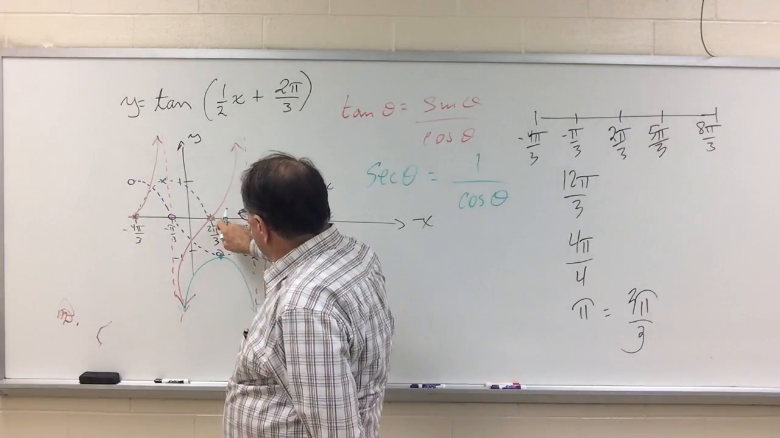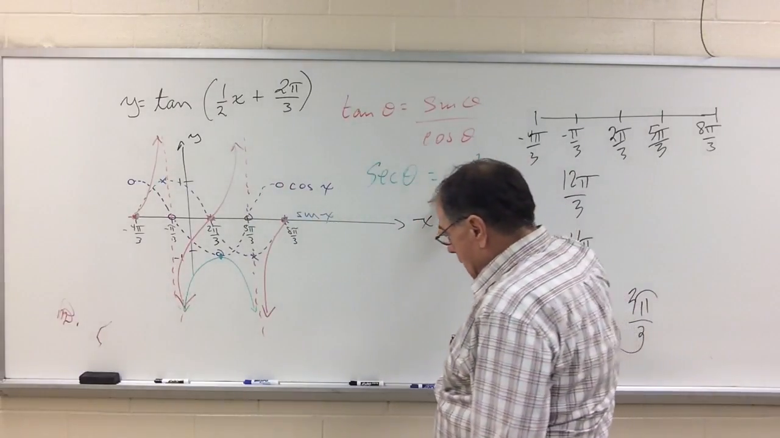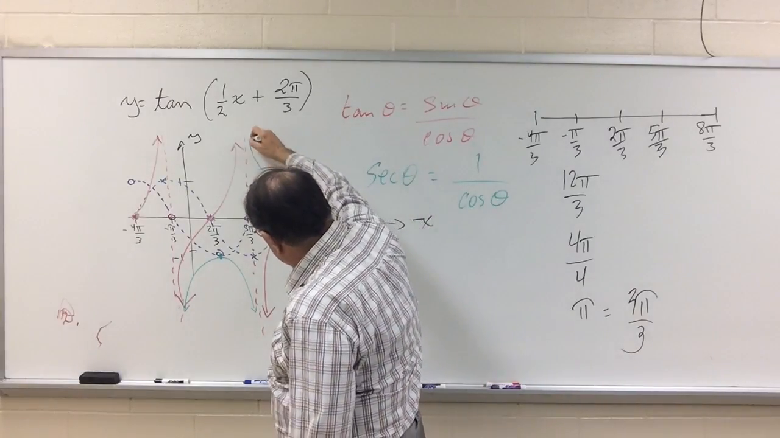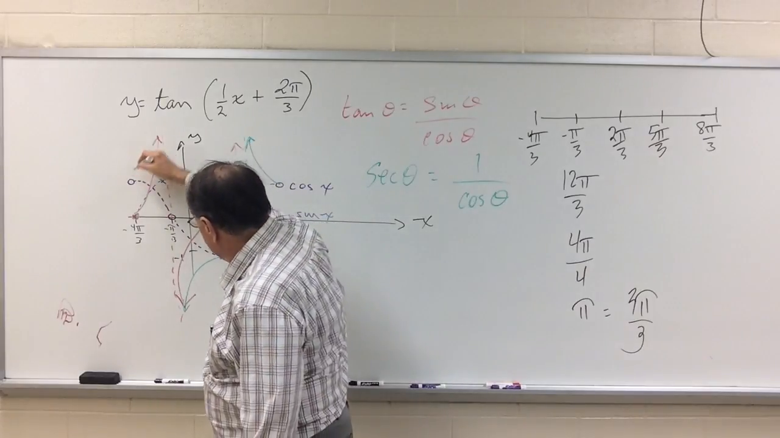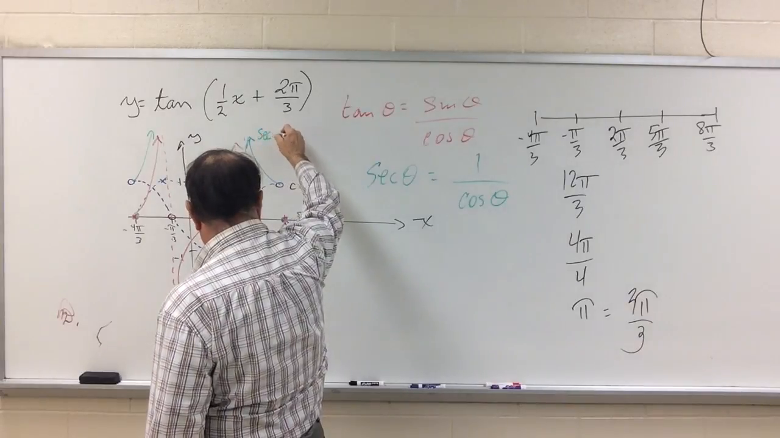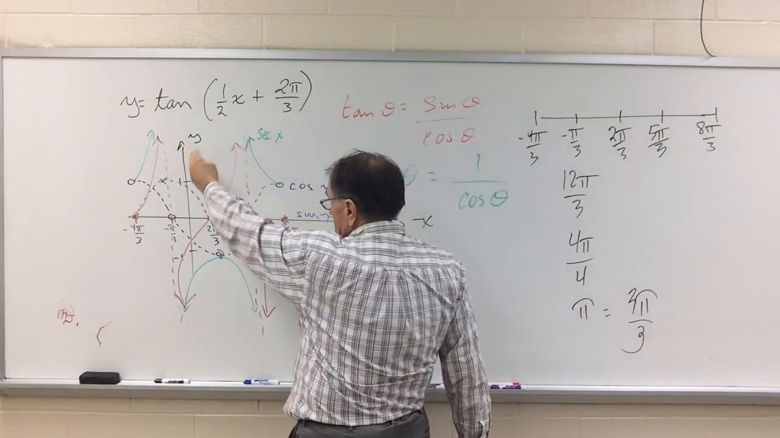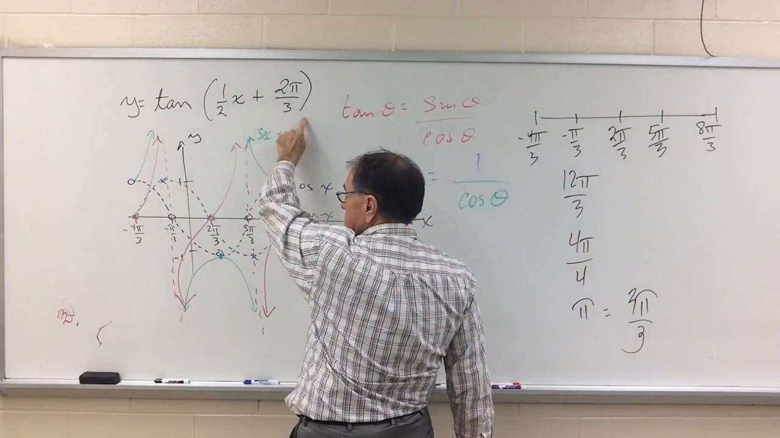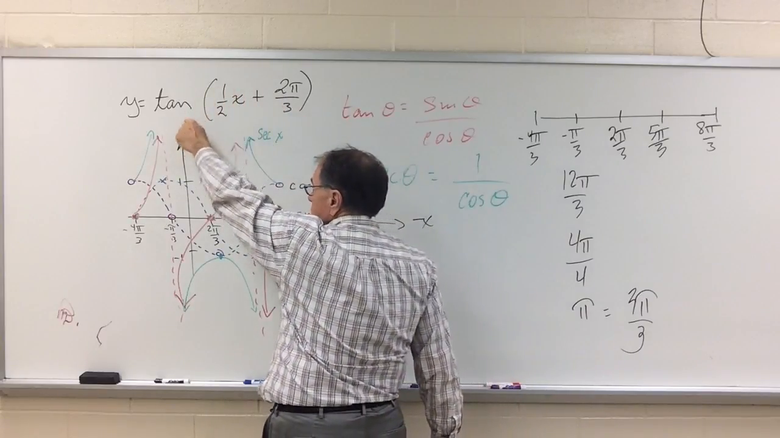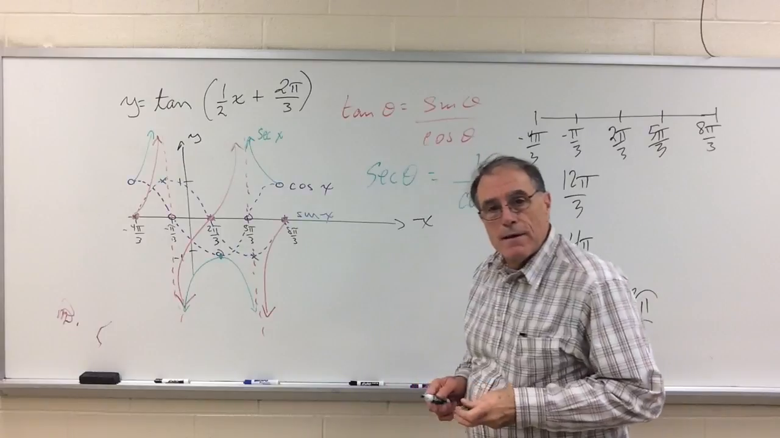Notice that when the cosine is negative 1, so is the secant. And then similarly, here the cosine is positive. Here's the secant function. And similarly here as well. So in y, you have the secant function. So you've got the secant of 1/2 x plus 2 pi thirds. You have the sine of 1/2 x plus 2 pi thirds, the cosine of 1/2 x plus 2 pi thirds, and the tangent of 1/2 x plus 2 pi thirds.